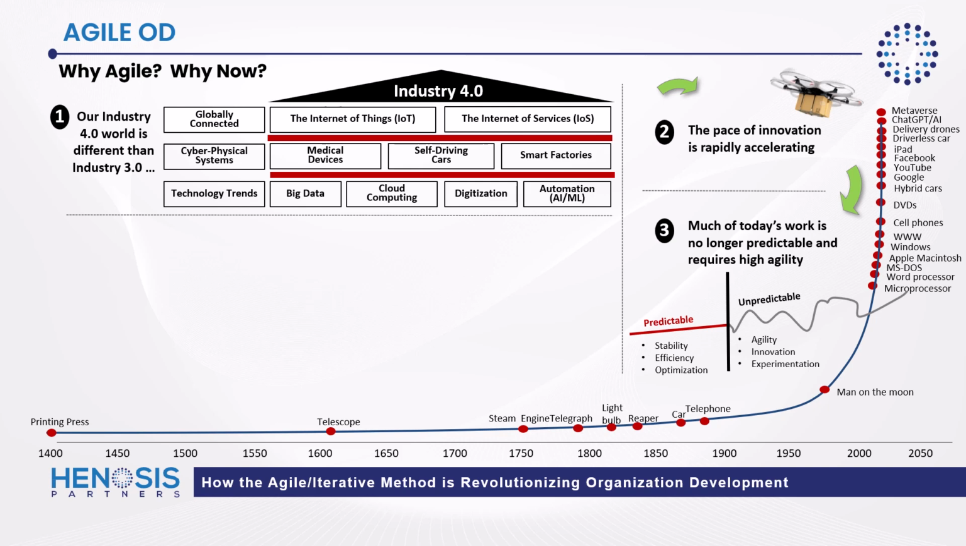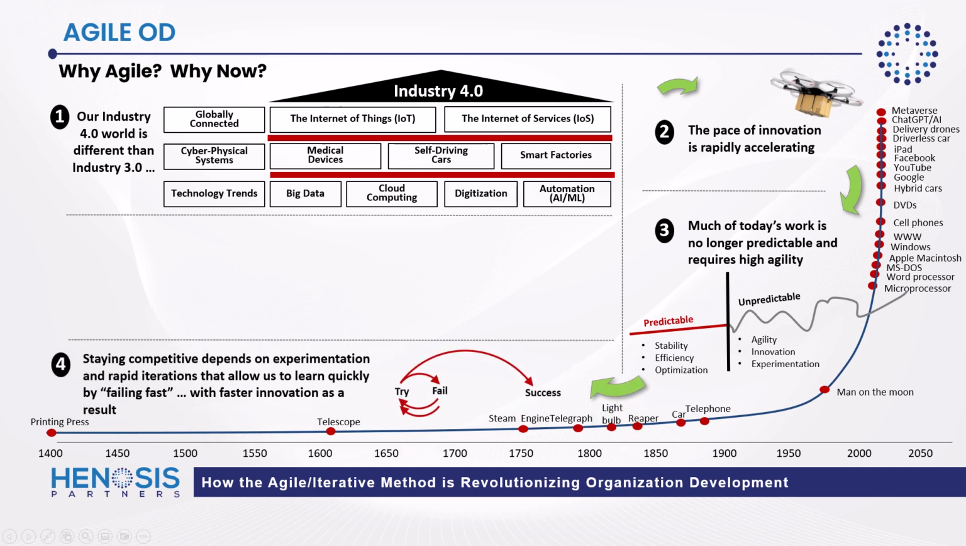And they need to be more focused on experimenting their way forward than trying to optimize operations. Another reason of why Agile is that staying competitive today depends on experimentation and rapid iterations that allow us to learn quickly by failing fast. As experimentation and the use of the Agile framework, or the iterative framework, allows for faster innovation. And so the model that works today is more of a try-fail model until we achieve success.